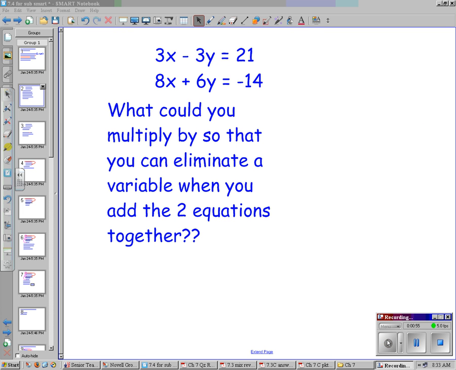Here I have a system, 3x minus 3y equals 21, and 8x plus 6y equals negative 14. I have the question, what could you multiply by so that you can eliminate a variable when you add the two equations together? Which equation could you multiply by what number so that then you could eliminate a variable along the way? Andy? Top one by 2. The top one by 2. Awesome idea.